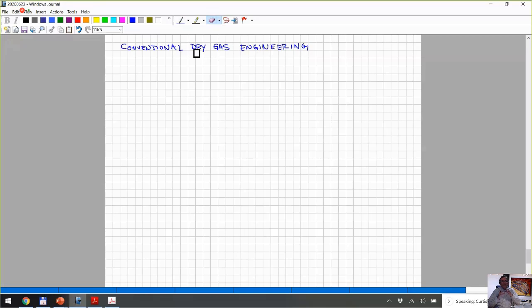And then we'll get into the gory details Wednesday and Thursday on the details of those changes that are required. But I think we need to have some basis in this conventional dry gas engineering first. So there'll be three things we look at. It'll be what I call the reservoir gas rate equation.